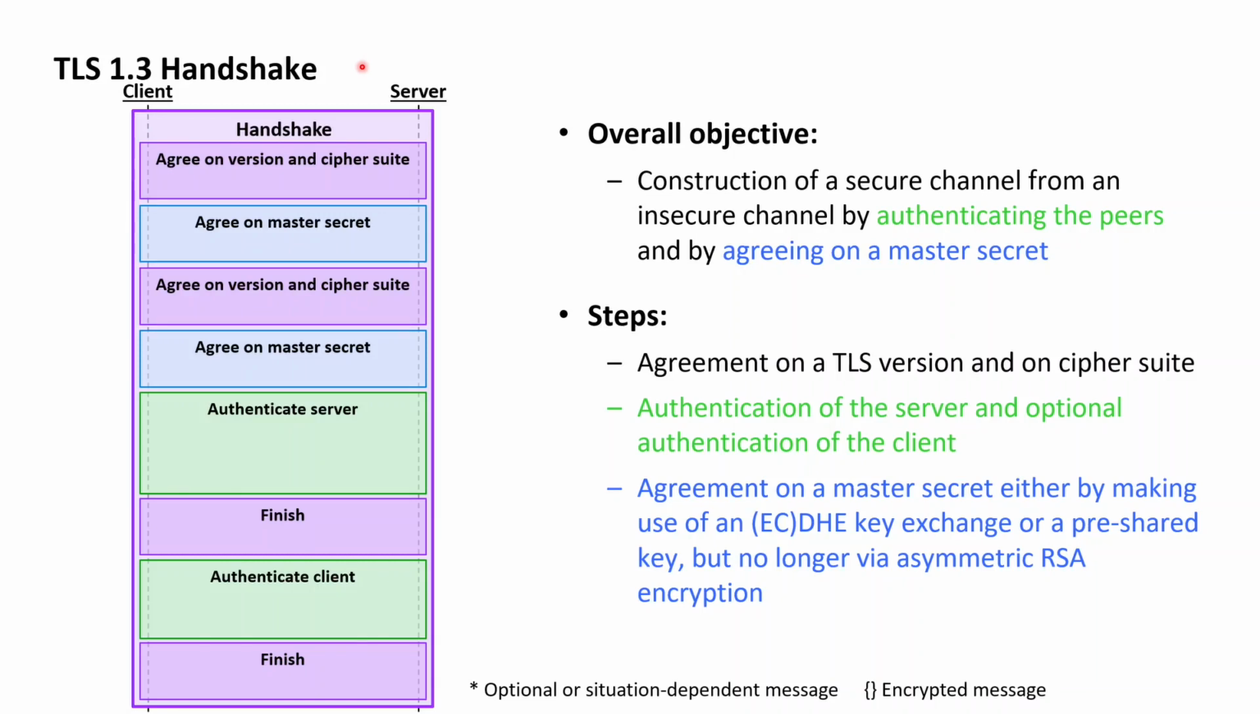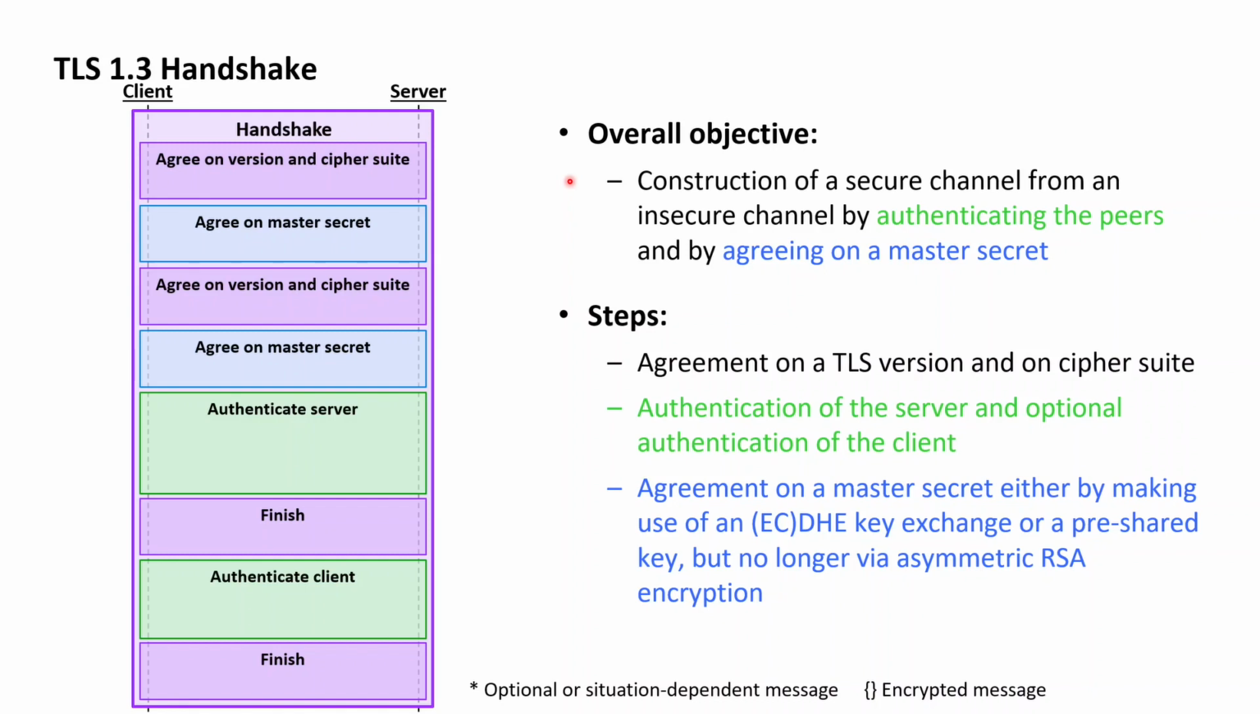In this lesson, we will now have an in-depth look at the TLS 1.3 handshake. Again, as a short recap, the overall objective of the TLS 1.3 handshake is the construction of a secure channel from an insecure channel by authenticating the client and server involved in the connection and by having the client and the server agree on a master secret.